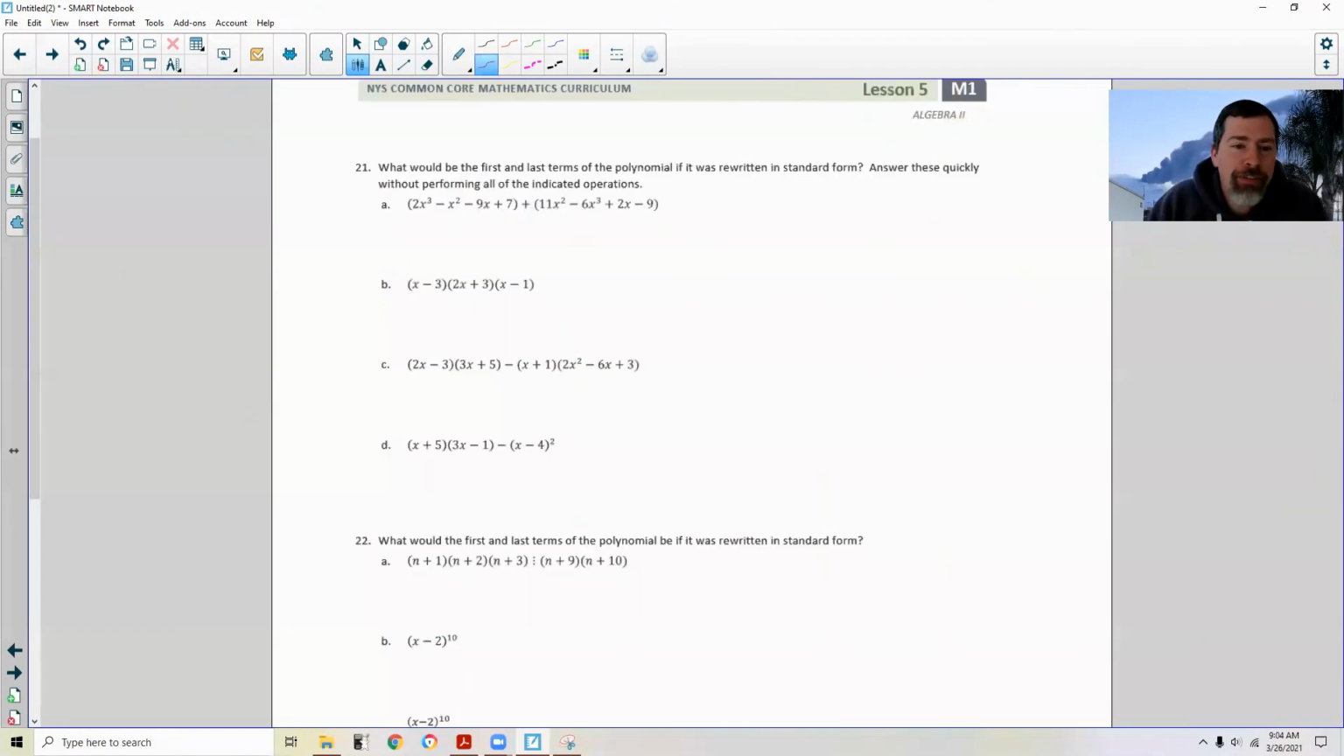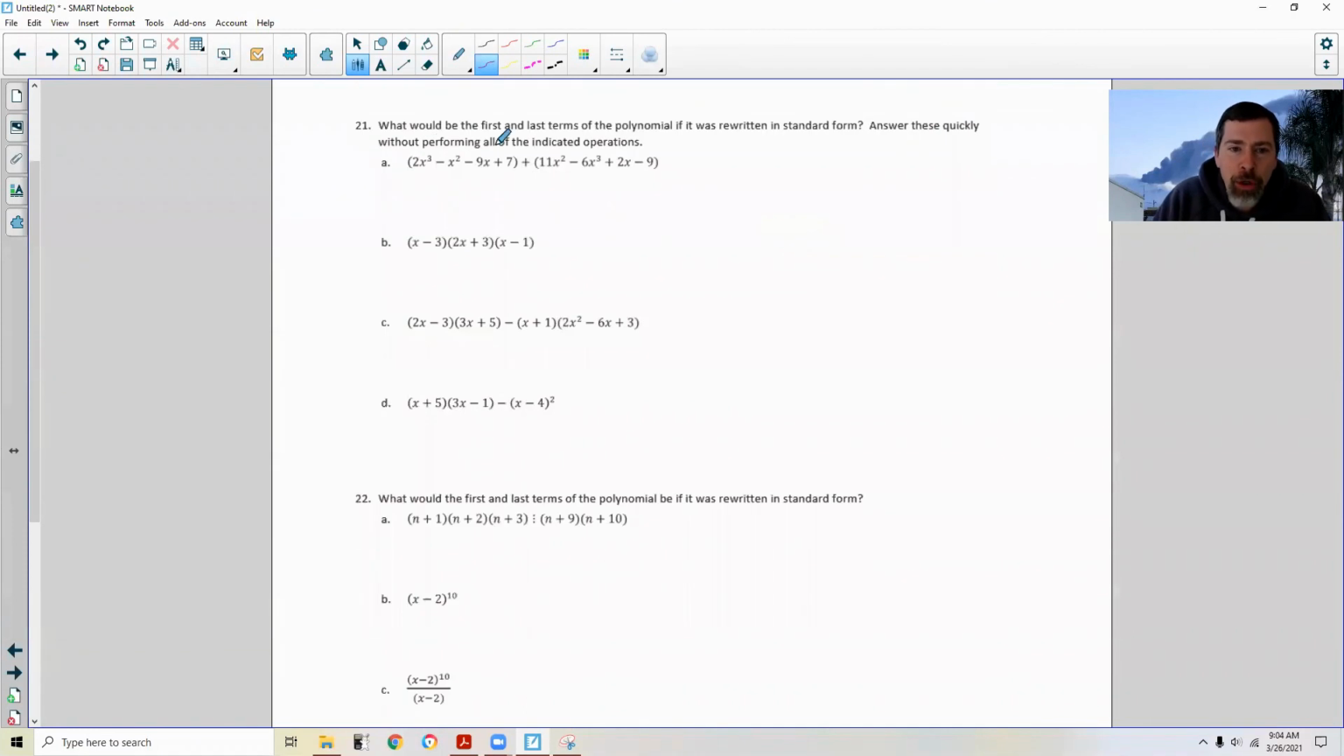All righty, page 5, number 21. What would be the first and last terms of the polynomial if it was rewritten in standard form? Answer these quickly without performing all of the indicated operations. So in order to get the first term, we want to combine like terms, and the first term is the largest power.